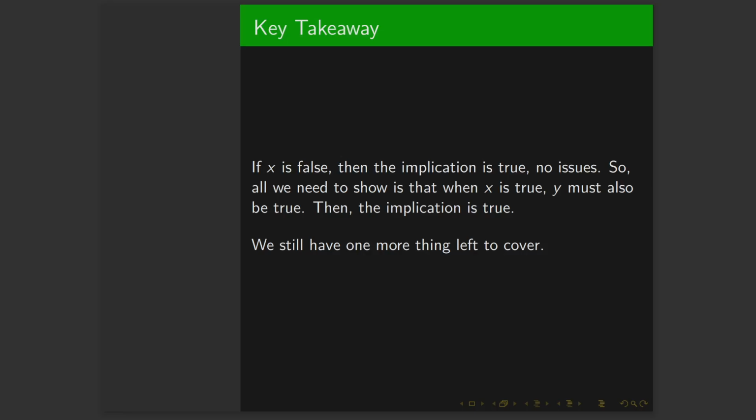Remember, if x is true and y is false, then x does not imply y, which means that it's a false statement. But if we're trying to prove that something is true, when x is true, y must also be true. Then the implication is true.